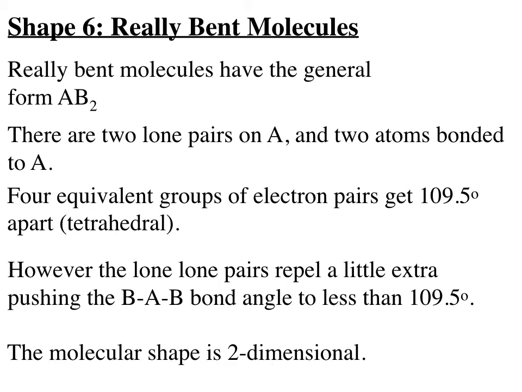Now, as a matter of fact, this is our third AB2. We saw an AB2 which was linear. If there is one non-bonding pair of electrons on A, we have an AB2 which is bent. If there are 2 non-bonding pairs of electrons on the central A, now I will have a really bent molecule of the form AB2.